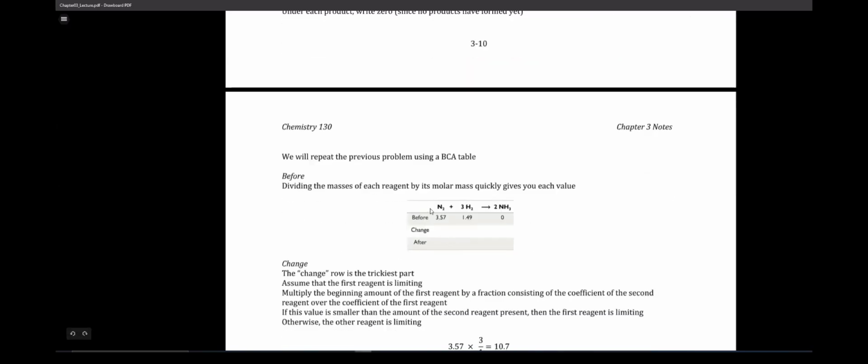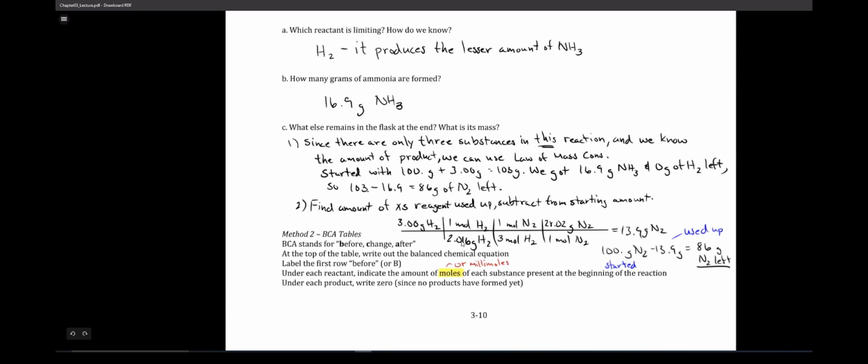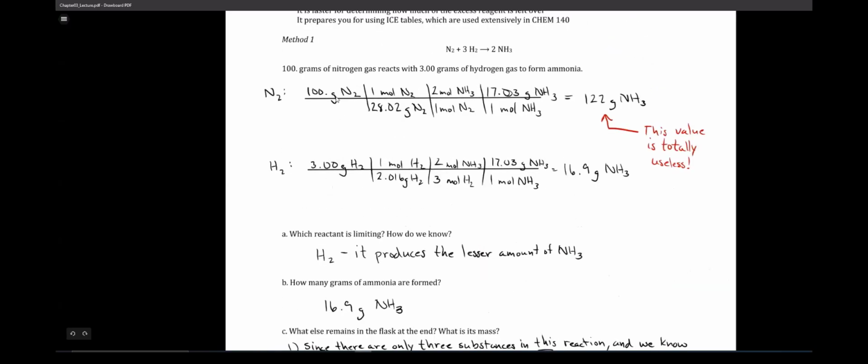So before I convert everything that I have to moles, you need to know how to do that fast. How do you quickly change something from grams to moles? Without writing it all out, you just take its mass and divide by its molar mass. So mass over molar mass is always moles. It's worth knowing that.